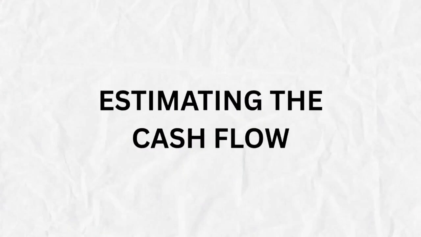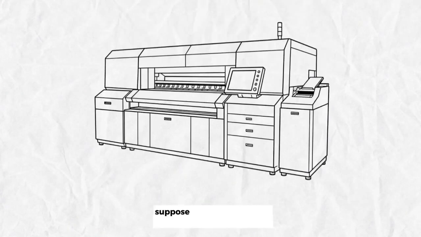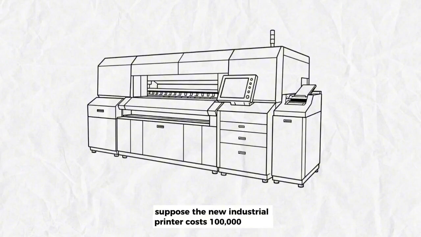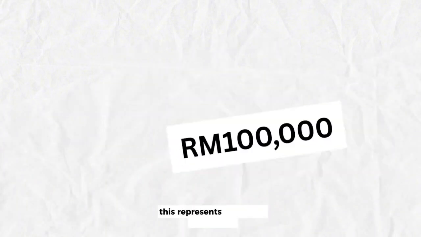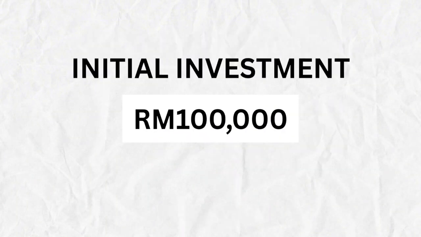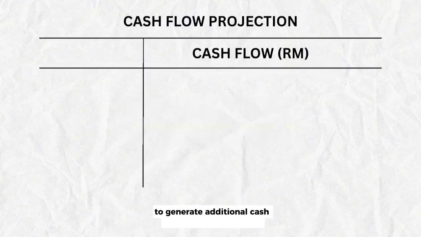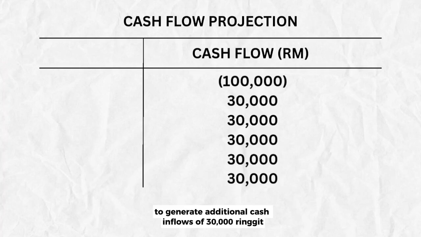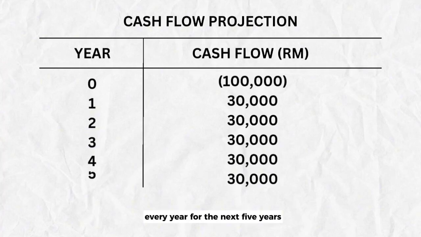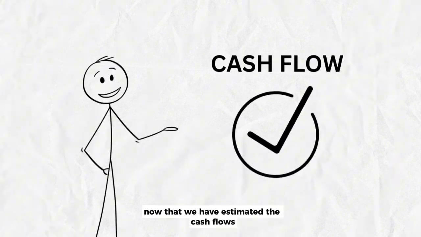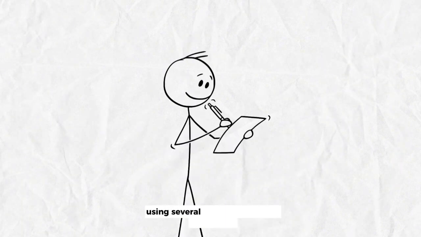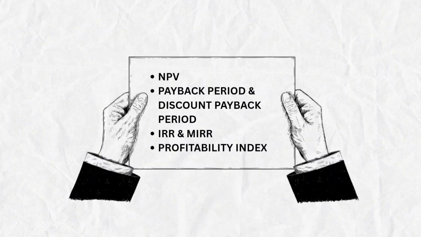Estimating the cash flows. Suppose the new industrial printer costs 100,000 ringgit. This represents the initial investment. Based on our projections, the printer is expected to generate additional cash inflows of 30,000 ringgit every year for the next 5 years. Now that we have estimated the cash flows, we can evaluate the investment using several capital budgeting techniques.